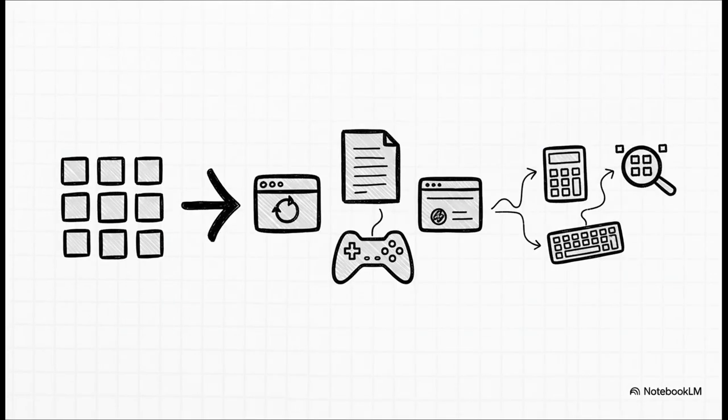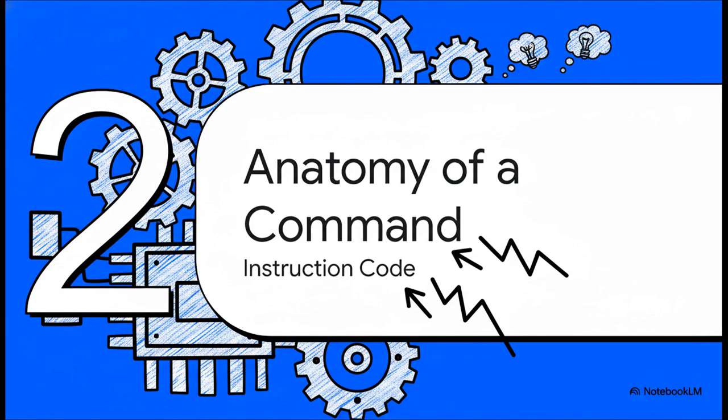And don't get it twisted, these instructions are absolutely everything. They're the fundamental building blocks for all software. Without them, a computer is just a really expensive paperweight. I mean, they control every calculation, every time you hit a key, every single pixel you see on your screen. So if an instruction is like a word, it must have some kind of structure, right? A sort of grammar. So let's crack one open and see what it's made of.